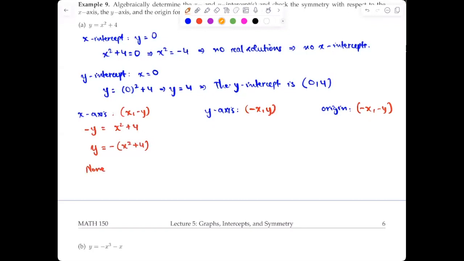Now for the y-axis, you have the point negative x comma y. So x is now replaced by negative x, y is the same. Okay. Substitute this point into the original equation. This is what you got. So I'm going to use a different color here. So y equal to negative x, altogether squared, plus 4. And you have y equal to x squared plus 4. And you see that this matches the original equation. So therefore, you conclude that the graph of this equation is symmetrical with respect to the y-axis. Okay. All right, symmetric with respect to the y-axis.